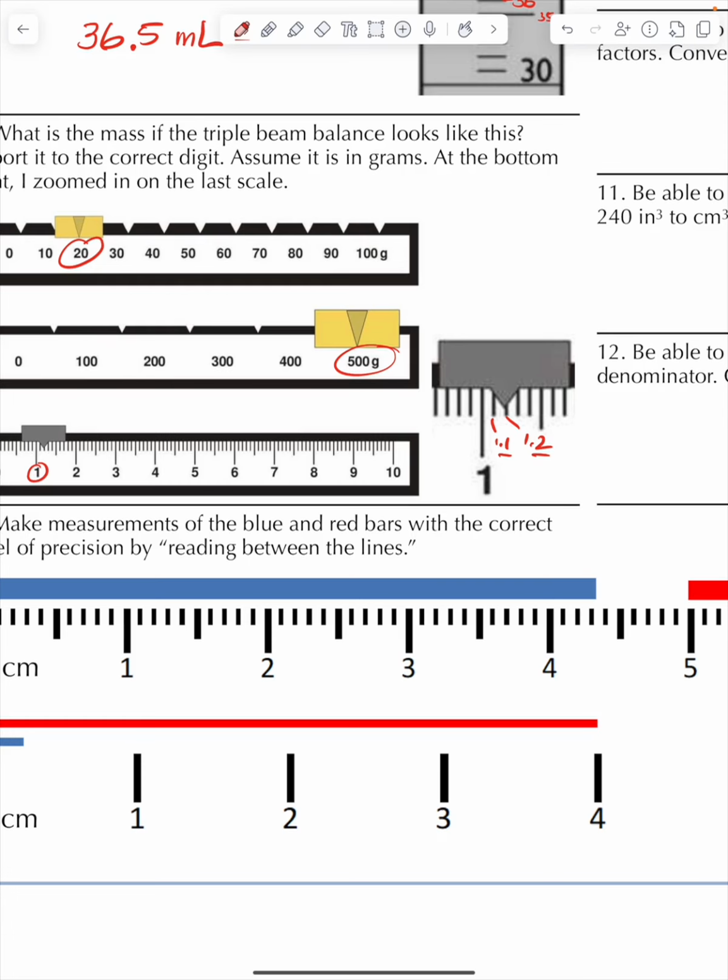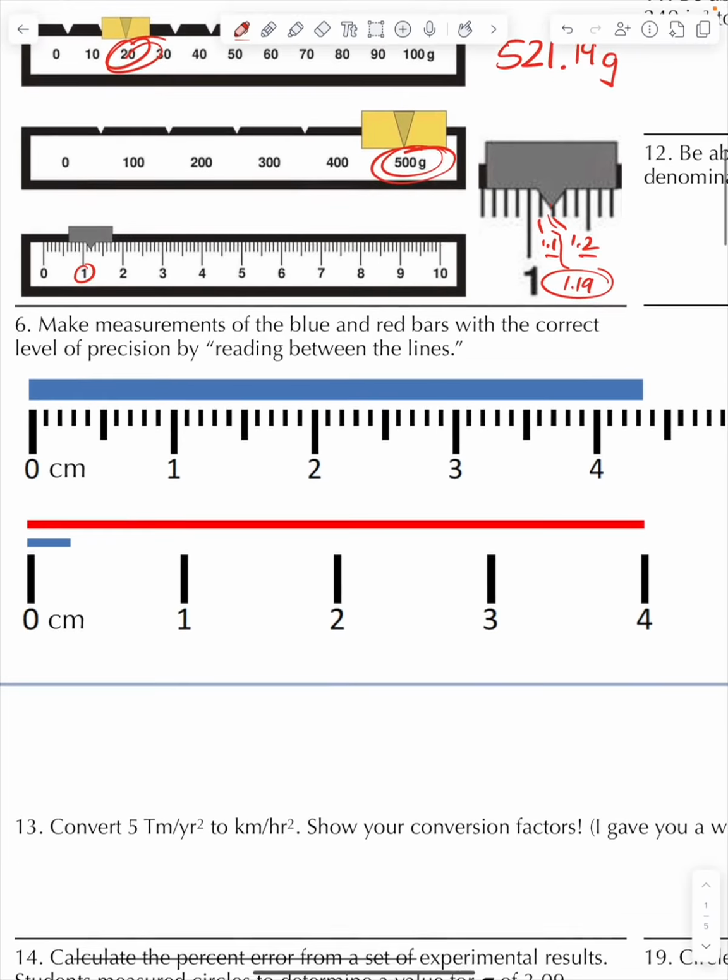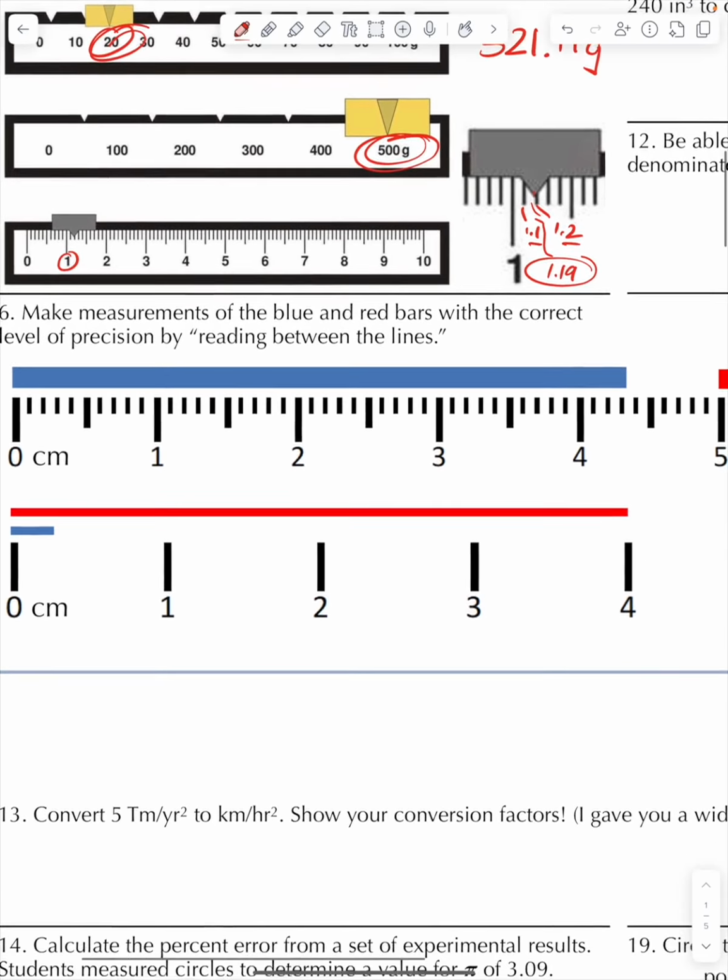So to me, it doesn't look like the tip of that little point is quite at the 1.2. So what would we say it's at? Well, I think it's at about, kind of going down here, about 1.19. Notice I'm going one more digit than the smallest markings. I'm going to the hundreds place. So adding all three of those together here, I do 500 plus 20 plus 1.9, 521.19 grams. And pretty much all these with the triple beam balance are always going to be to the hundreds place, so you can kind of anticipate that.